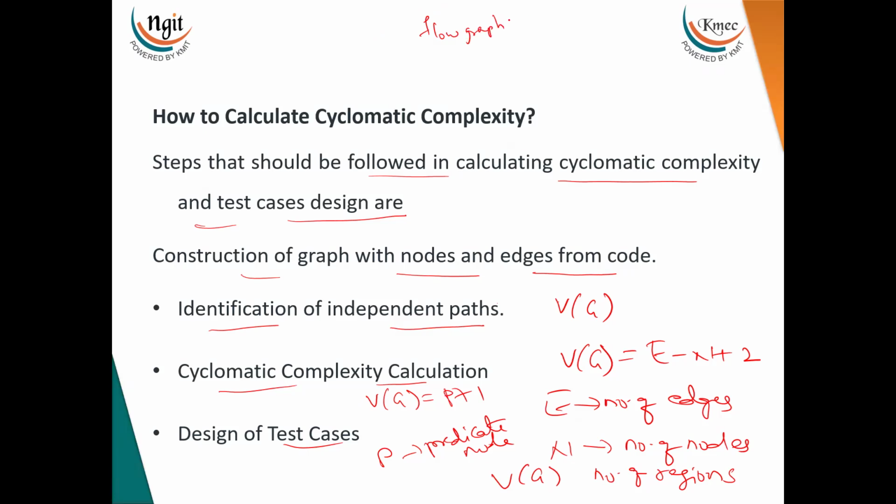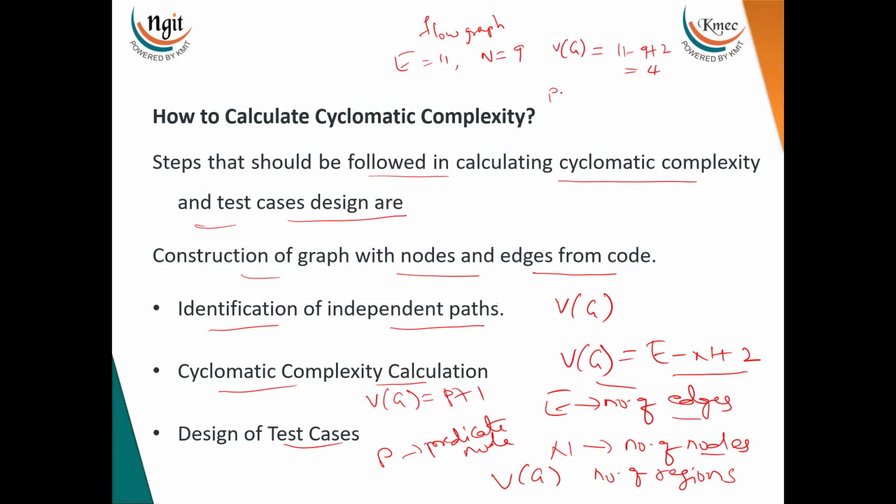Where E is equal to 11, N is equal to 9. Clear? Now to calculate V of G, what did I say earlier? V of G is equal to E minus N plus 2. E is what? Edges. N is what? Nodes. Clear? Now here we take V of G is equal to 11 minus 9 plus 2. That is 4.